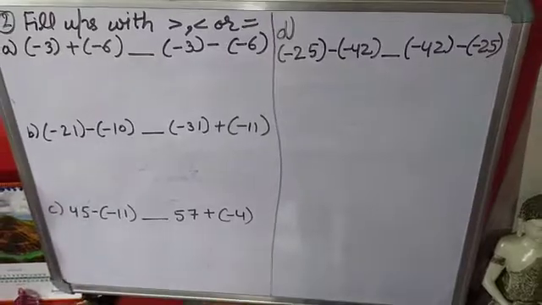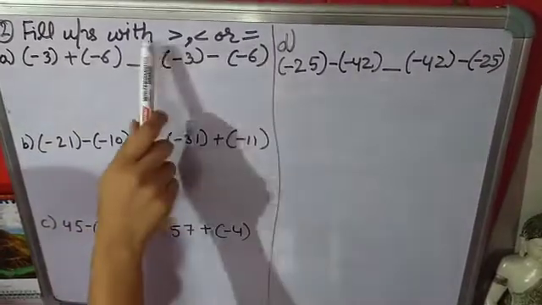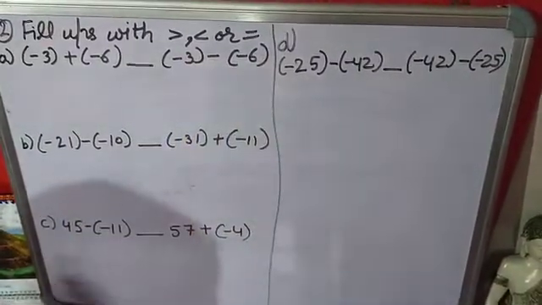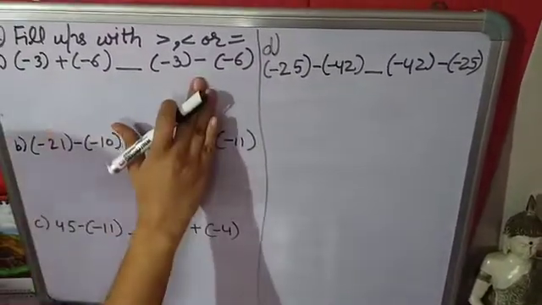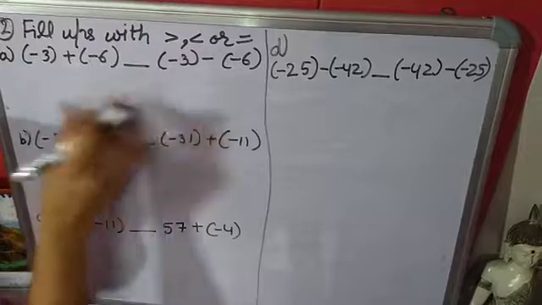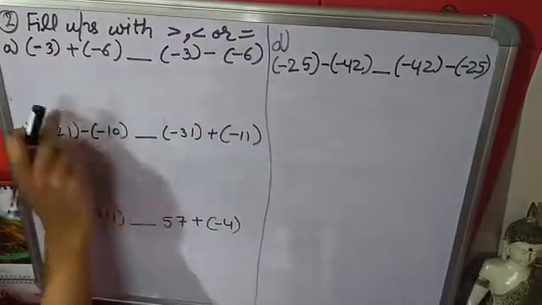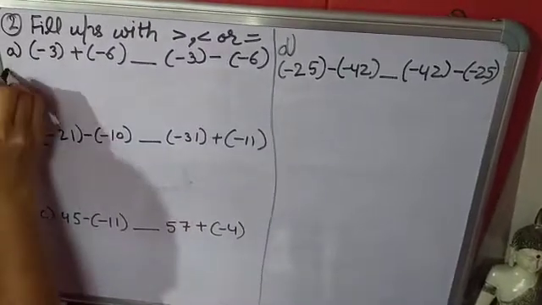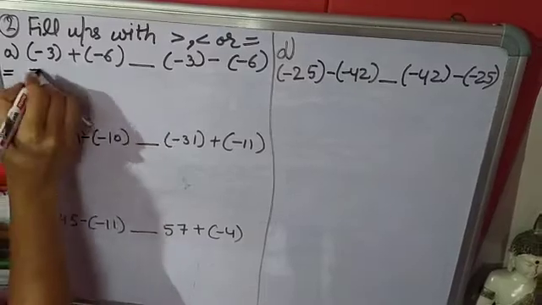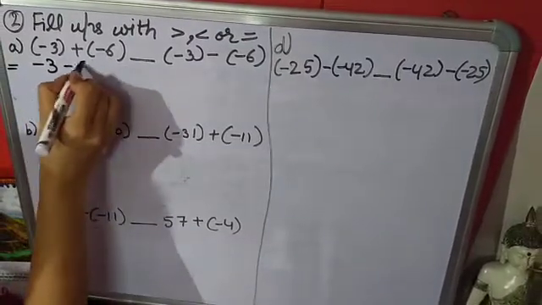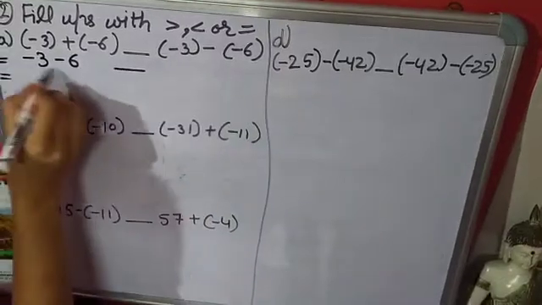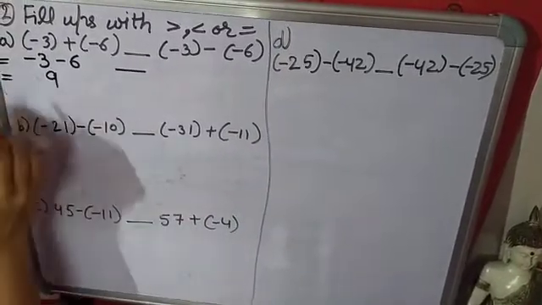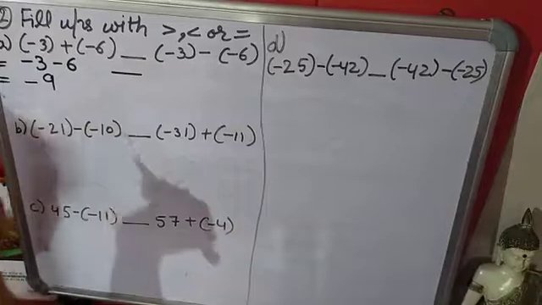Second question is fill ups with these signs greater, smaller or equal. In this question, there are two sides, left hand side and right hand side. First of all, solve left hand side, then right hand side, then we will compare integers which is greater. First of all, solve this side, open the bracket, plus minus minus, now minus minus plus, 9 will come and 2 minus is there, so minus sign will come.